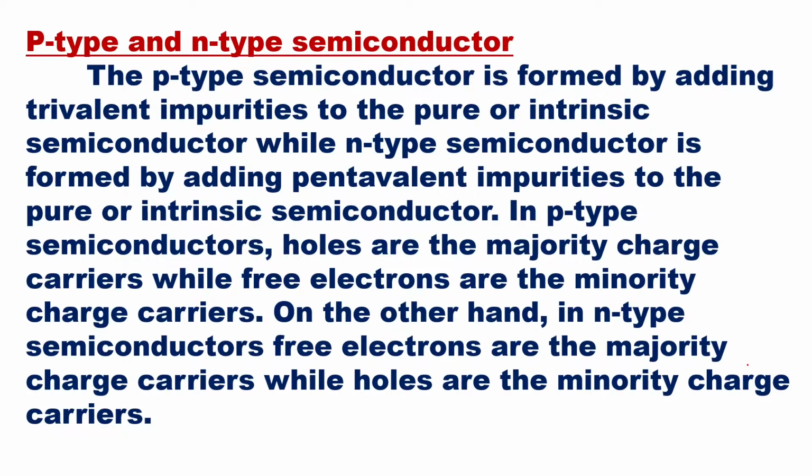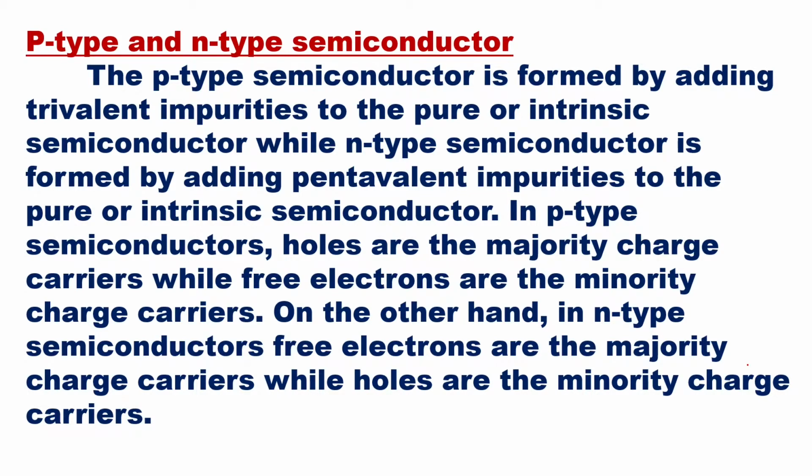Then the same theory is given here, P-type and N-type semiconductor. The P-type semiconductor is formed by adding trivalent impurity to the pure or intrinsic semiconductor, while N-type semiconductor is formed by adding pentavalent impurity to the pure or intrinsic semiconductor. In P-type semiconductor, holes are the majority charge carriers, while free electrons are the minority charge carriers. On the other hand, in N-type semiconductor, free electrons are the majority charge carriers, while holes are the minority charge carriers. This is the theory before we join P and N and make a PN junction.